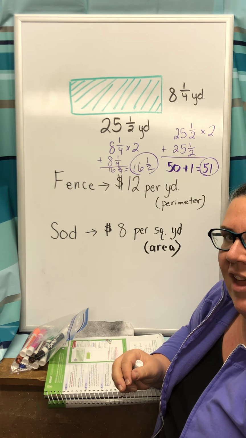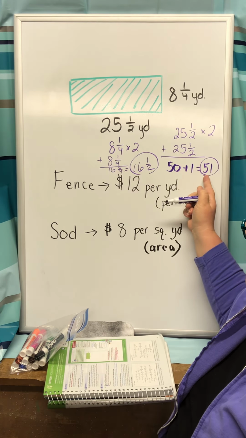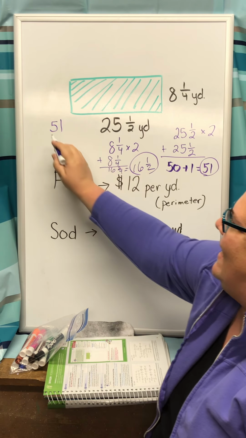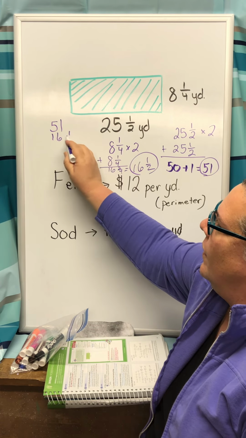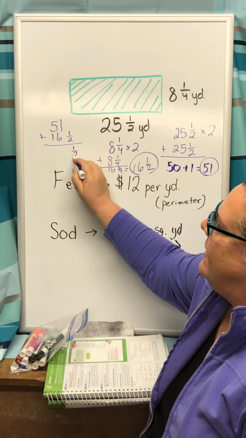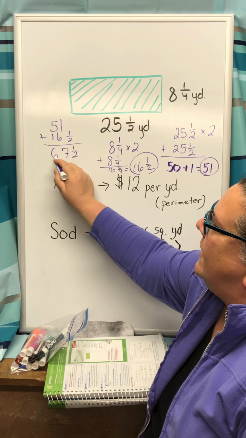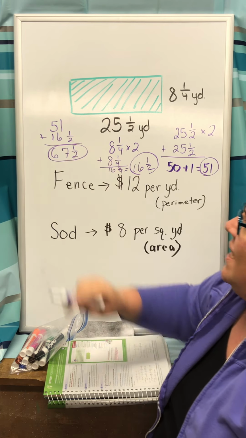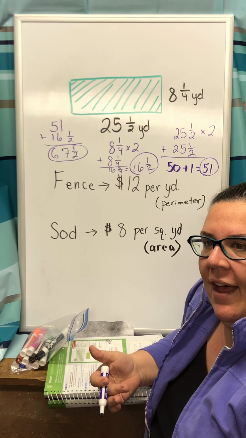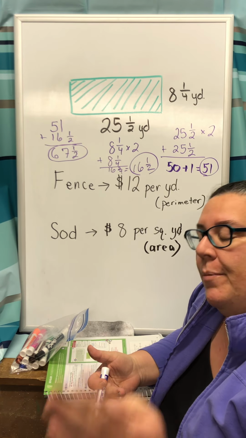I'm still not done though, because they want the entire perimeter. So I know I need to now add my 51 and my 16.5. My half can just stay as a half. 6 and 1 is 7, and 5 and 1 is 6. So my perimeter is 67.5. I'm still not done though, because they didn't just want me to explain what the perimeter was.